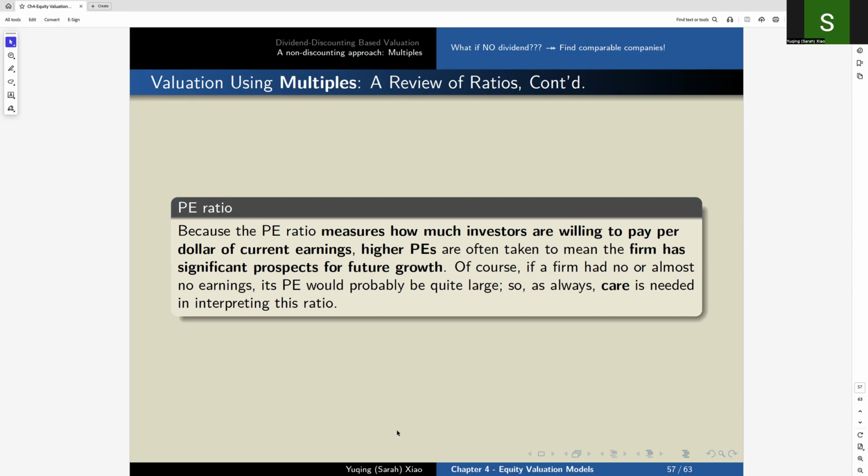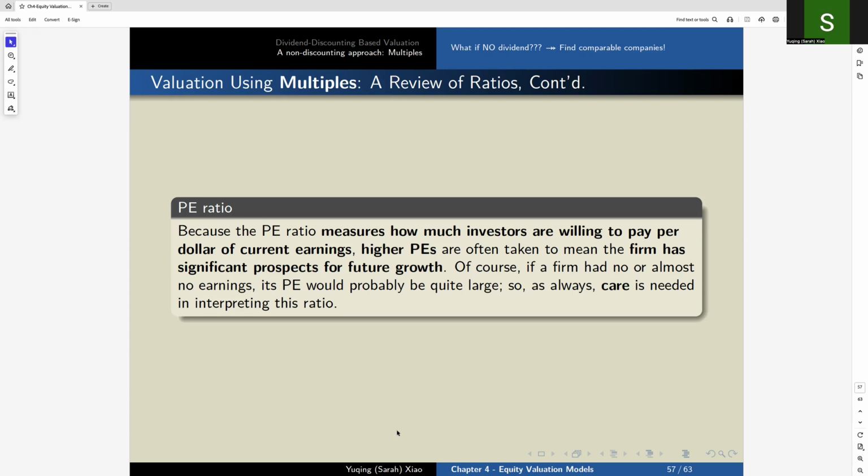A natural question is, why does the PE ratio matter? Because it captures the market's expectations. A high PE usually means investors believe the firm has strong growth opportunities. But you need to be careful. Sometimes a high PE just means earnings are temporarily low.